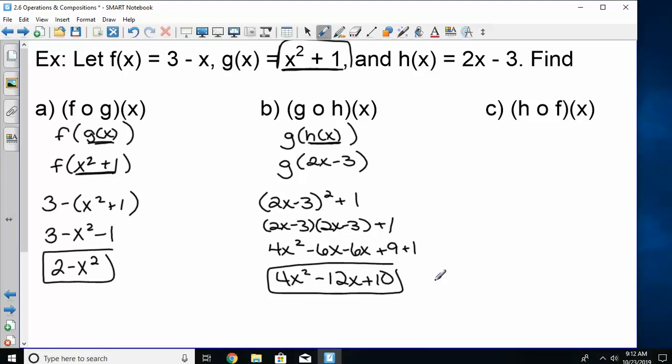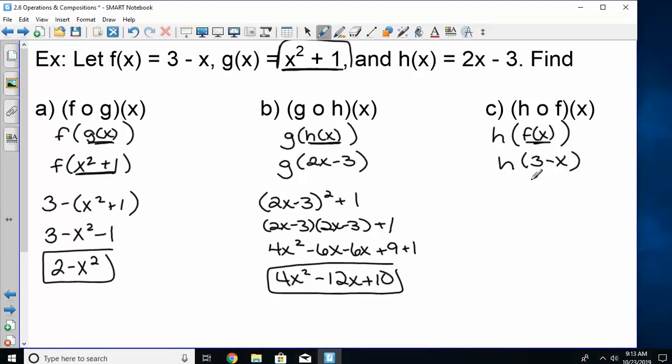Questions there? So the last one, h composed with f. That means h of f of x. So f of x is 3 minus x.